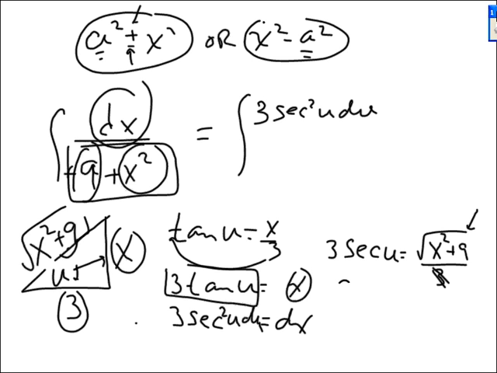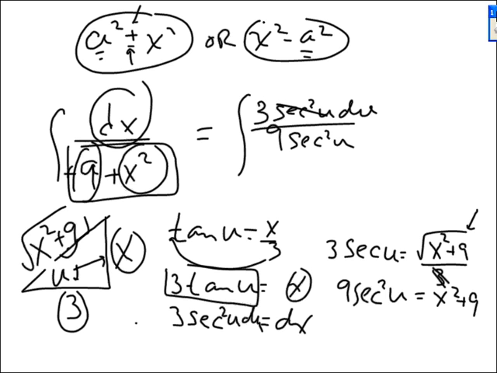Now if I square both sides, this is what I get when I square the left side. When I square the right side, I get x squared plus 9. 9 plus x squared. So the bottom is just 9 secant squared u. Well, the secant squared u cancels out. This 3 over 9 I'll bring out in front as a third. So what we have is 1/3 the integral of du. But the integral of du is u. So I get 1/3 of u.